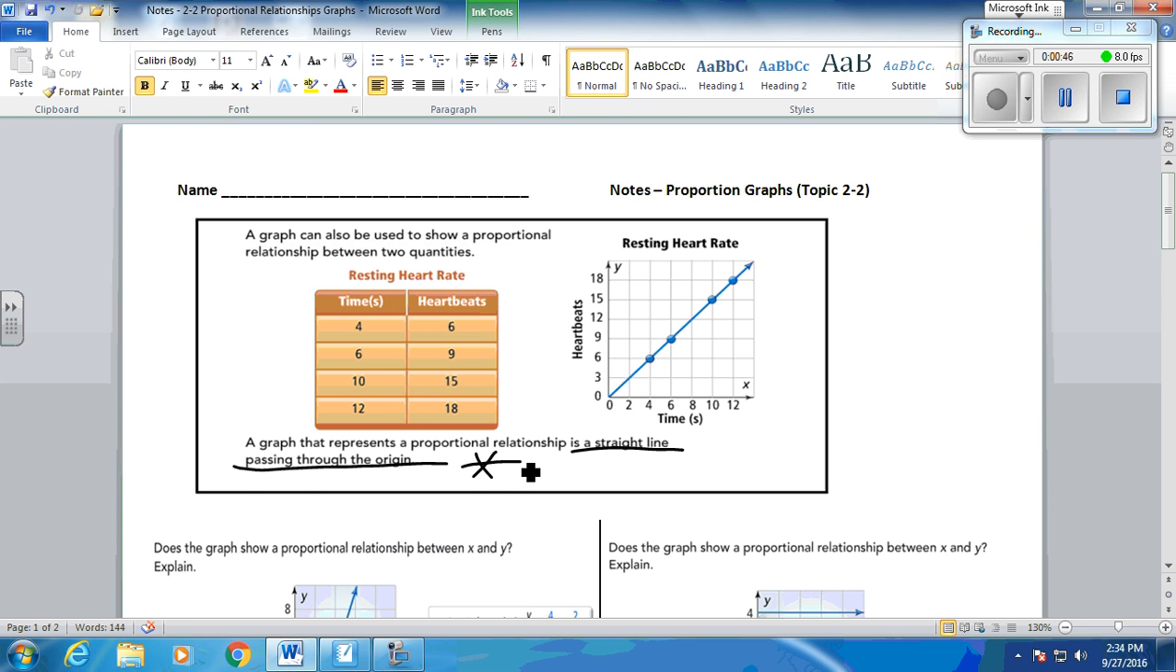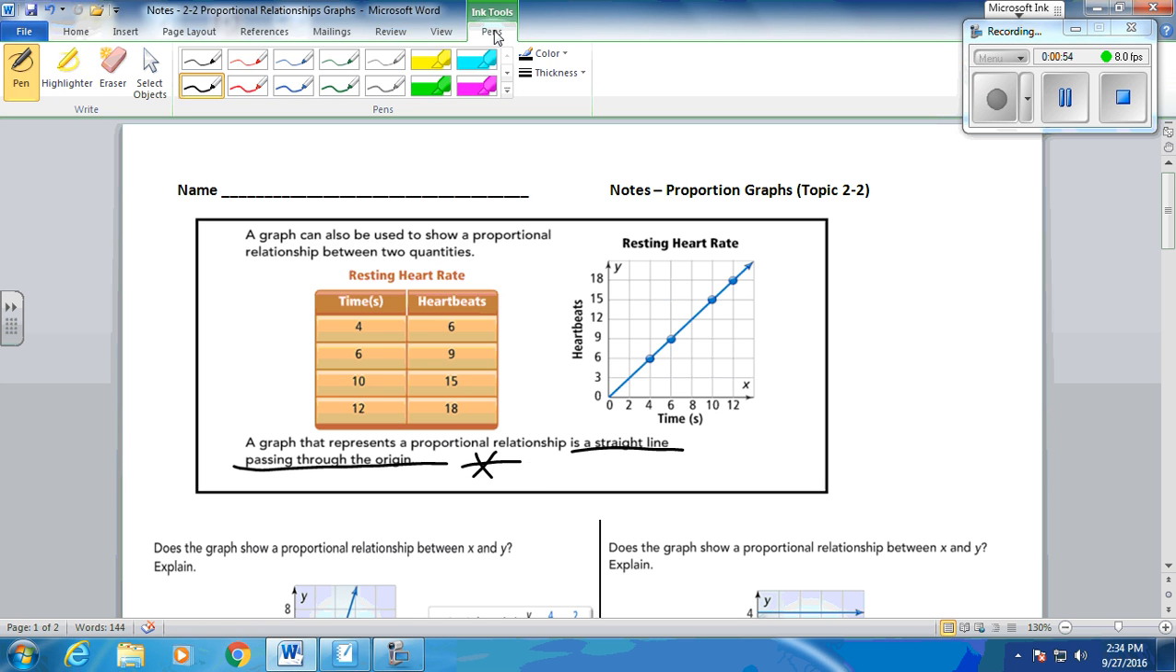I believe you talked about this last year, straight lines and graphs. That's the main focus of today: it's going to be a straight line and it travels through the origin, 0, 0.